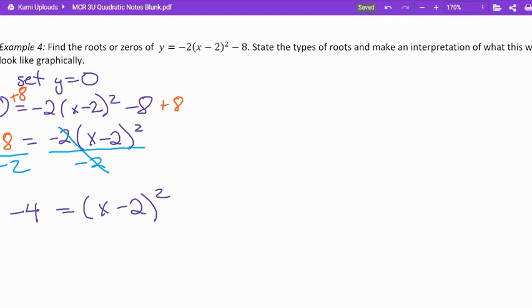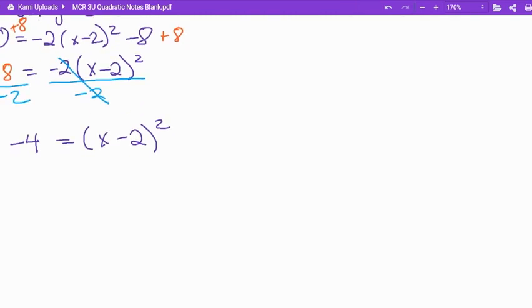What's the next opposite operation? The bracket is squared, so the opposite of that is to square root it. And we square root this negative 4. Now, watch this. Because there is an x involved, everyone look here, when we take a square root of a number, we also add a plus or minus in front of the square root. We'll see what that means shortly.